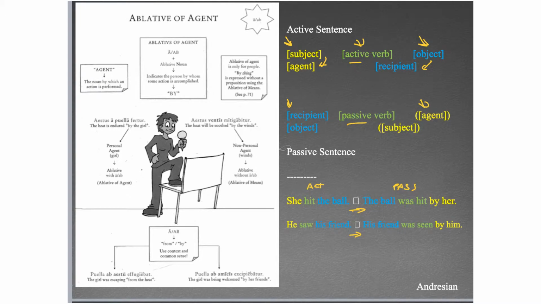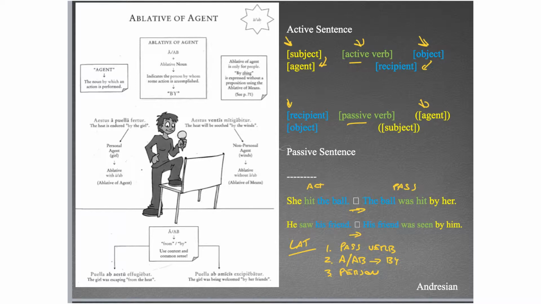So you can look over the sheet on the left, but in Latin, the ablative agent needs three things. It needs a passive verb. You cannot have an ablative agent without a passive verb. It needs the Latin preposition a or ab. This in English is going to be by. And then it needs a person. The ablative agent has to be a person.